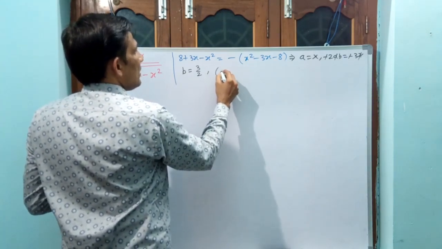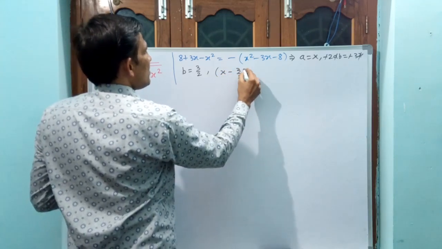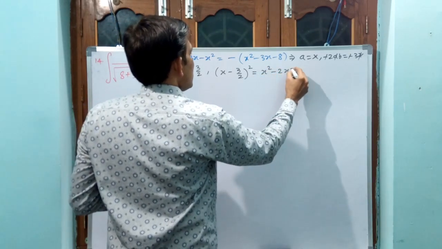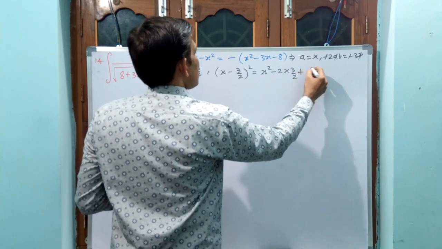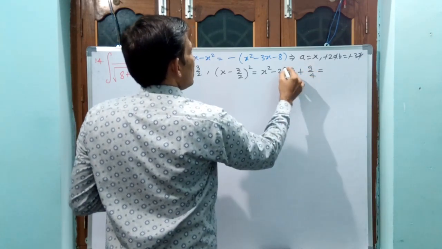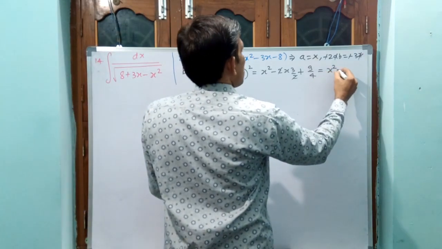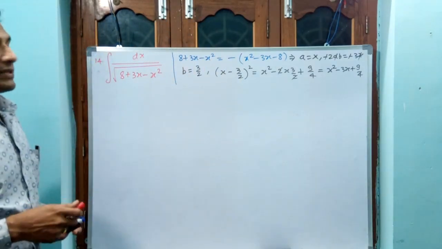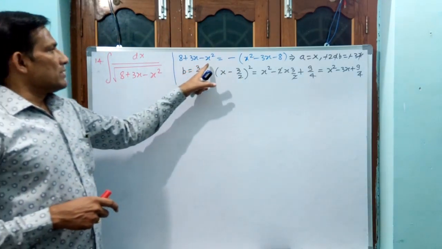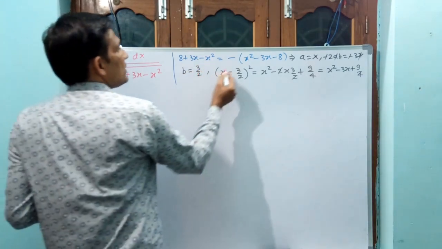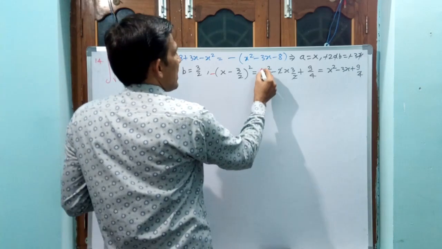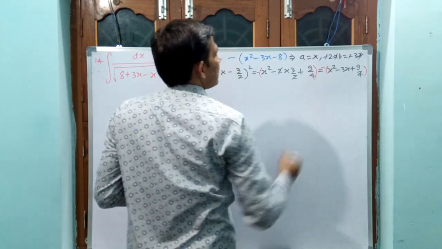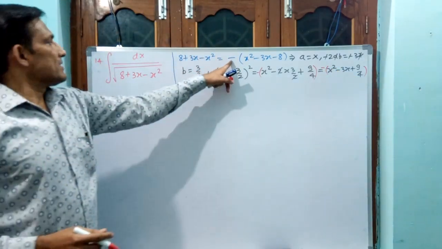You see x minus 3 by 2 whole square. If I write a square minus 2ab plus b square, that is equal to, you see 2 gets cancelled, x square minus 3x plus 9 by 4. Okay, x square minus 3x plus 9 by 4 will come, but it has to come with minus. You see here minus is there, minus I will keep. Minus if I keep, this mistake we should not do. Okay, minus is there, minus is there.